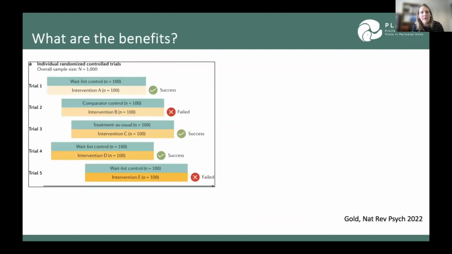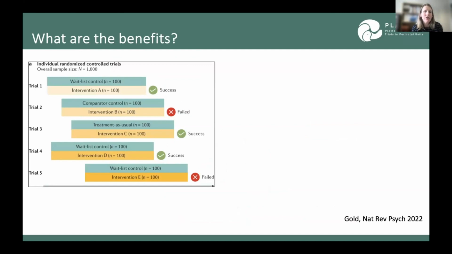What does this look like in terms of a practical example? This is just a schema taken from a psychiatric set of trials that you could potentially run, using a typical RCT design. You have 5 research questions that you want to ask, so you're going to run 5 research trials.